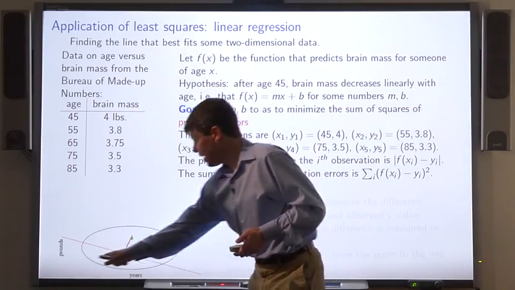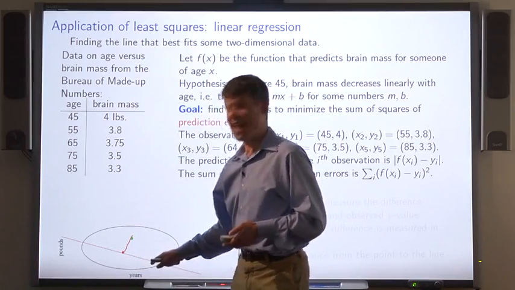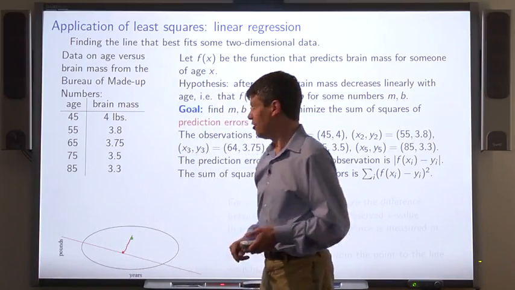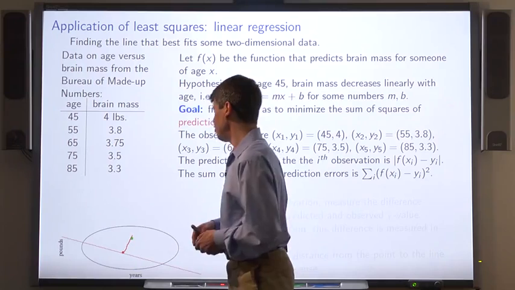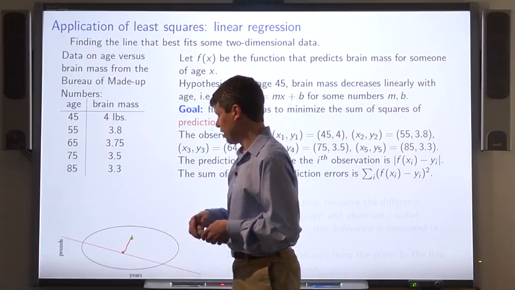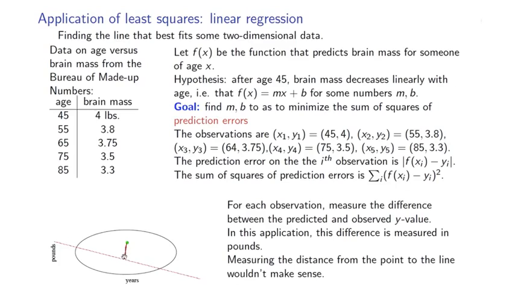Keep in mind that the units of the horizontal direction are years, and the units of the vertical direction are pounds. So in what units would this distance be? It just doesn't make sense in the context of this problem. Instead, you measure just the vertical distance. That's the distance between the predicted value and the actual value.